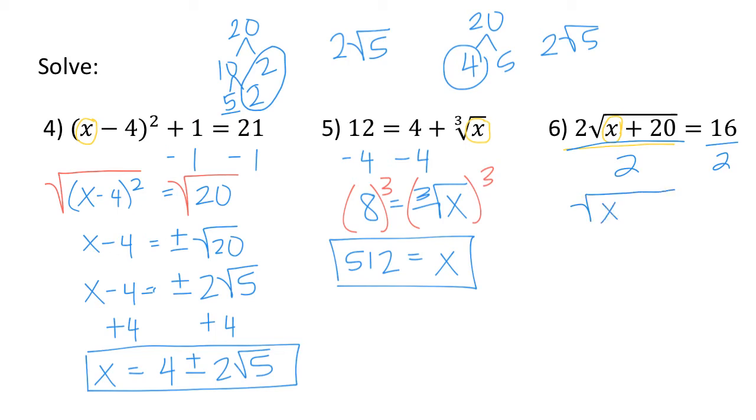so that I just have square root of x plus 20 equals 8. Okay, now I want to undo the square root. I don't want a square root. I just want it to go away. So I'm going to do the inverse operation, which is squaring.